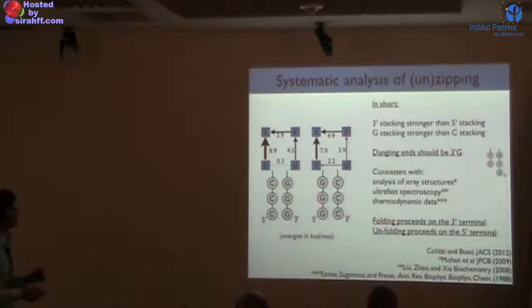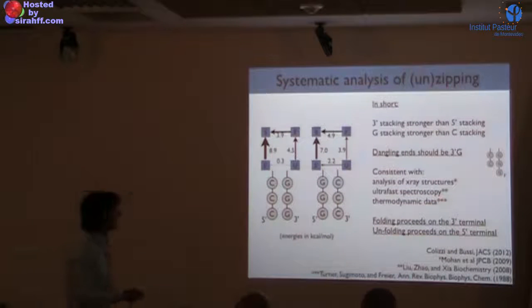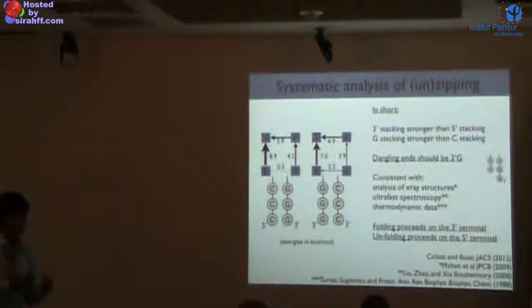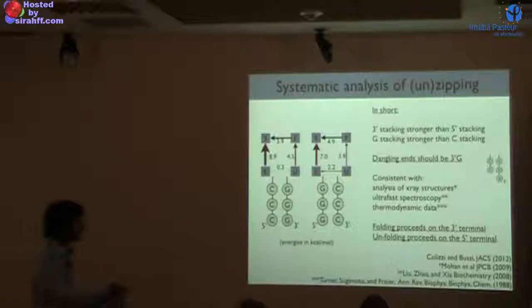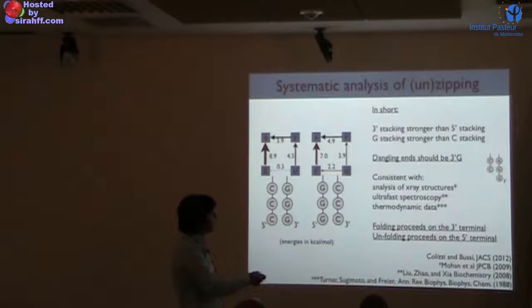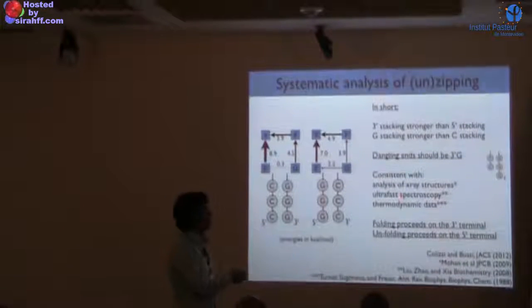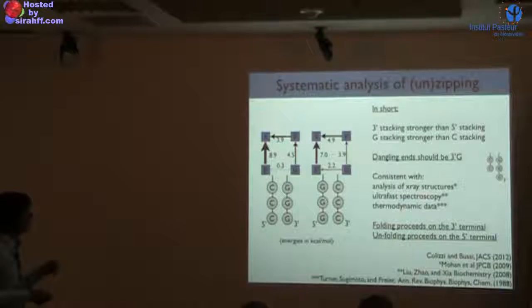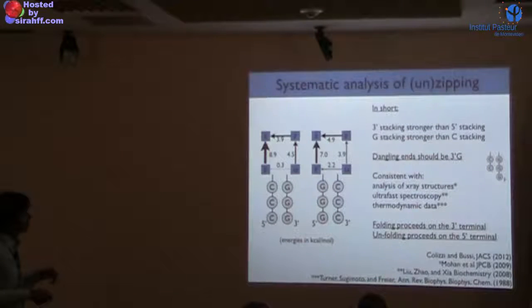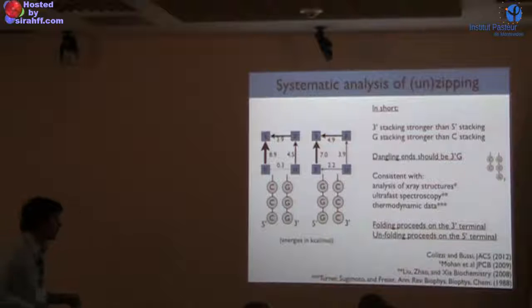So this observation is in agreement with experiments where they are trying to characterize the same thing in an indirect manner. So one is to analyze static X-ray structures and see which are, let's say, the residual, the remaining information about these intermediate states, but it's very difficult to extract it from X-ray, which is static. Or there are ultrafast spectroscopy experiments which are very similar to what we are doing conceptually, but they have just done a couple of cases. Or you can also validate against thermodynamic data.